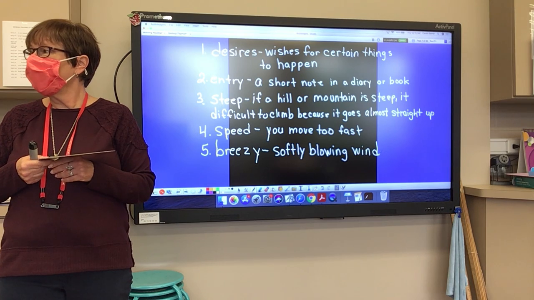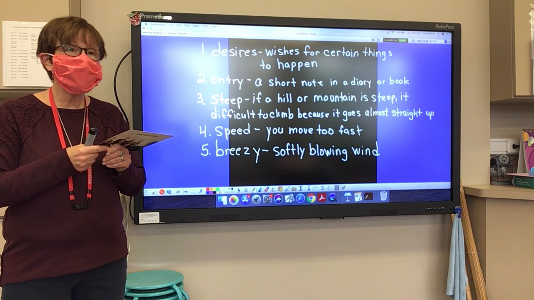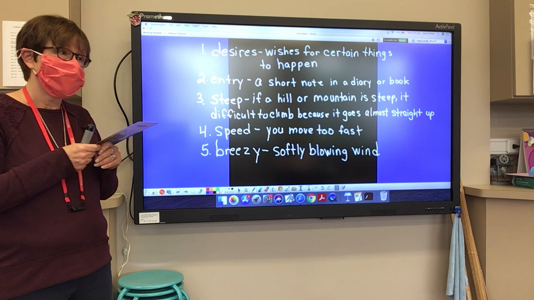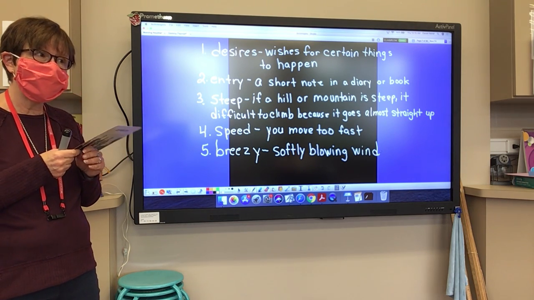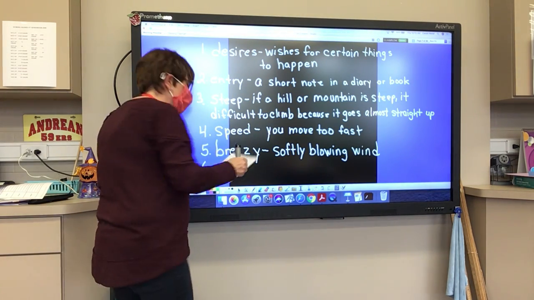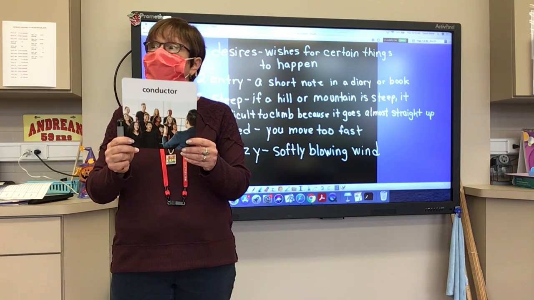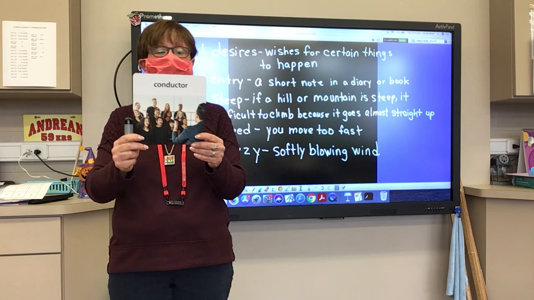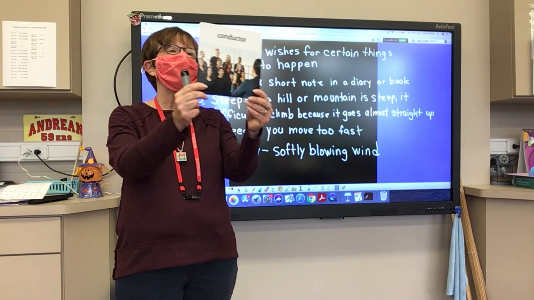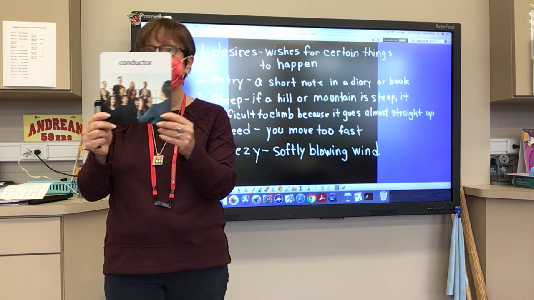Okay. Now we have one more. One more. And then I'm going to give you some time to draw some pictures and to color it. Because we have some other things we have to do. So now our next word is the word conductor. Conductor is a noun, and a conductor directs a group of people who sing or play musical instruments. And here's our sentence. A music conductor makes sure that we are singing the right words at the right time.